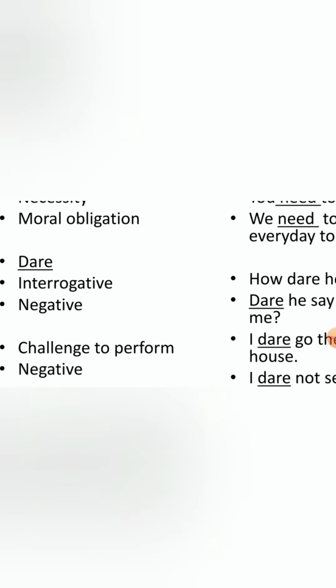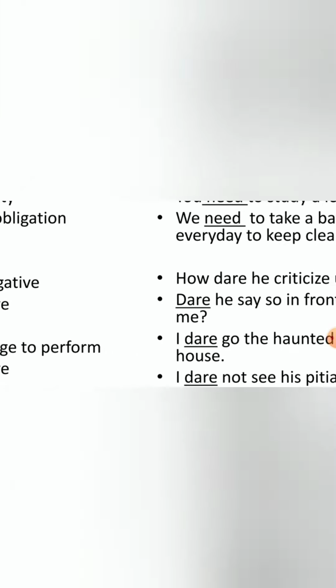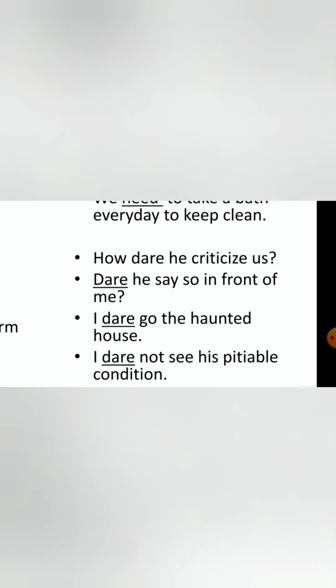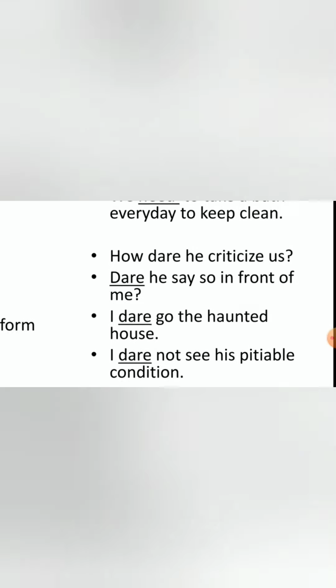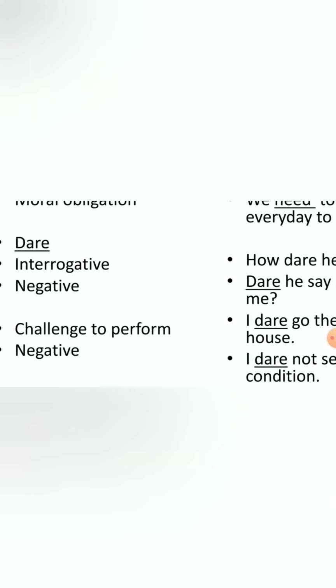Next one is dare. Dare means what? Dare is another verb that can be used with all characteristics of an auxiliary when it means to have boldness or courage. Here we have 4 functions. First one is interrogative. Interrogative means what? Questions. Asking question. How dare he criticize us? Here we can use the modal verb dare. It shows interrogative. Interrogative means question form.